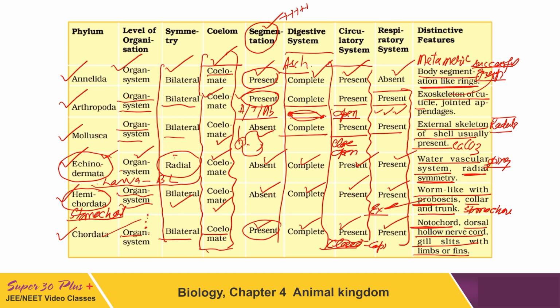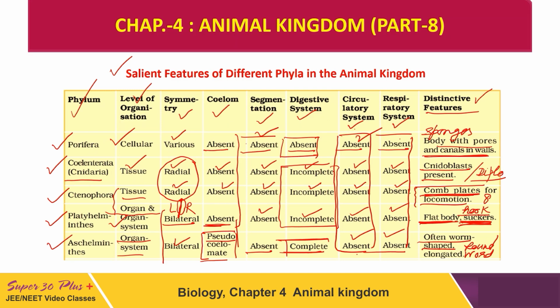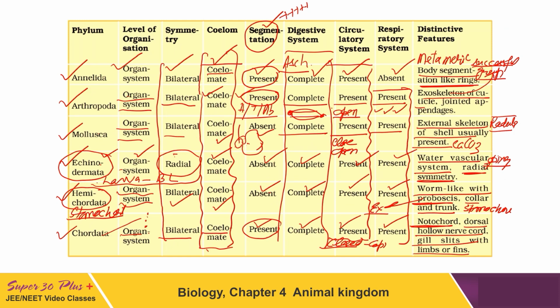Bilateral symmetry is found in all, starting from platyhelminthes. Radial symmetry is found in coelenterates and also in echinoderms. The digestive system is totally absent in porifera. Incomplete digestive system is found in coelenterata, ctenophora and platyhelminthes. And complete digestive system is found from there till the last, that is chordate.